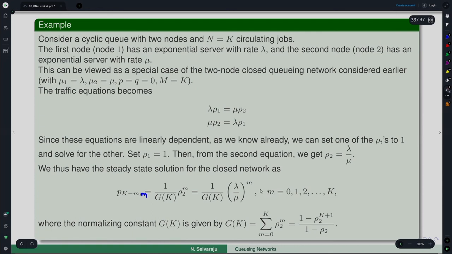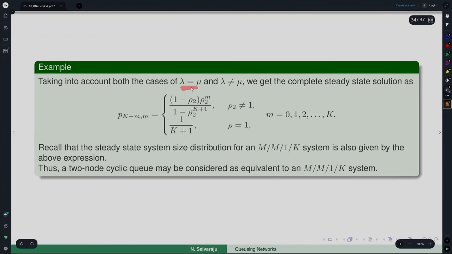If you write both these cases explicitly, lambda equal to mu and lambda not equal to mu, then the complete steady state solution is this one: 1 minus rho 2, times rho 2 to the power m, divided by 1 minus rho 2 to the power k plus 1, for rho not equal to 1. And for rho equal to 1, it is the discrete uniform distribution that you get here, for m equal to 0 to k.